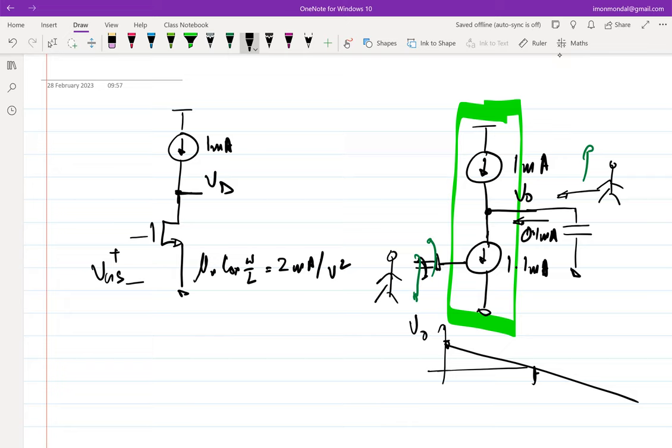And you observe that, again, assume there is some small capacitor. You need not assume the existence of the capacitor, but it helps in the thought process. So now you observe that VD is going down. What should you do to VGS?